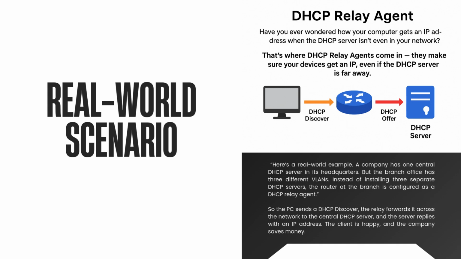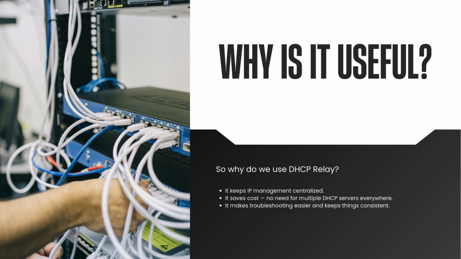Real-world scenario. Here's a real-world example. A company has one central DHCP server in its headquarters. But the branch office has 3 different VLANs. Instead of installing 3 separate DHCP servers, the router at the branch is configured as a DHCP relay agent. So the PC sends a DHCP discover, the relay forwards it across the network to the central DHCP server, and the server replies with an IP address. The client is happy, and the company saves money.